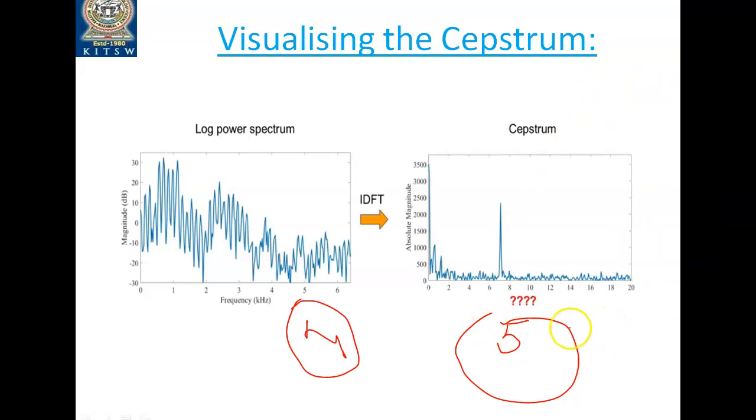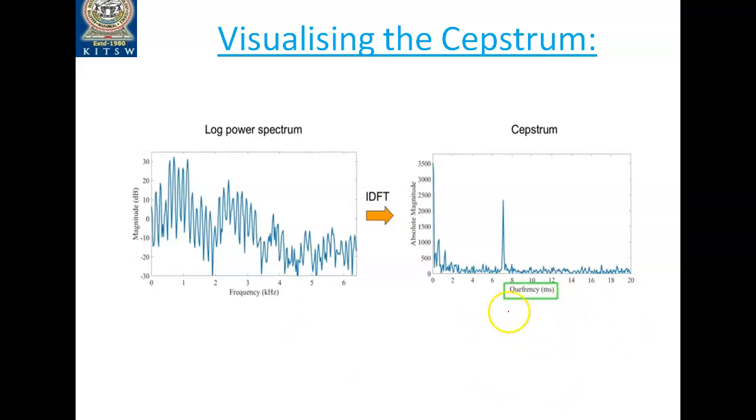Okay, but what you need to understand is, what is the x-axis that we need to consider? On the y-axis, of course, there is no ambiguity here. The absolute magnitude is what we are going to take into consideration. But when it comes to the x-axis, what do we need to understand? This is nothing but quefrency, because frequency in one domain becomes quefrency in the terminology that we have already seen. It is not in hertz, but in milliseconds. That way you need to understand.